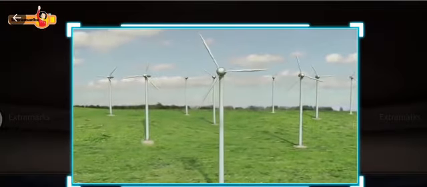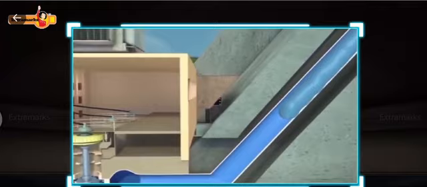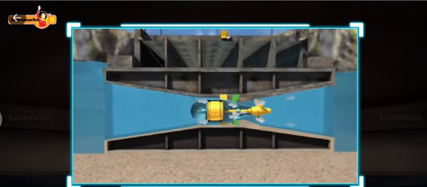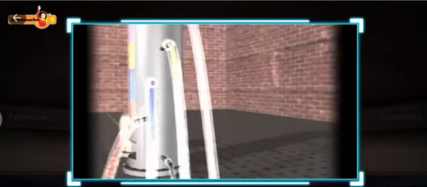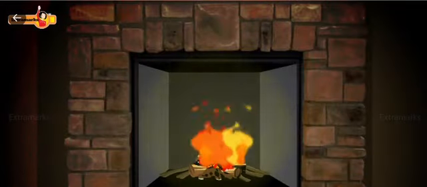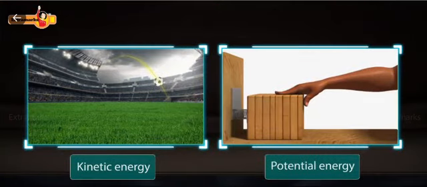The energy obtained from natural sources like wind, flowing water, tides, etc. are directly or indirectly obtained from the sun. The fossil fuels such as coal, petroleum, and natural gas are non-renewable sources, as these sources, once exhausted, cannot be reused. Energy is mainly classified as kinetic energy and potential energy.